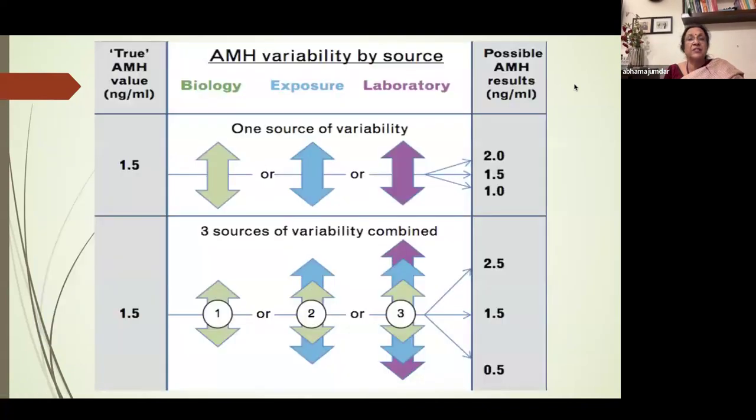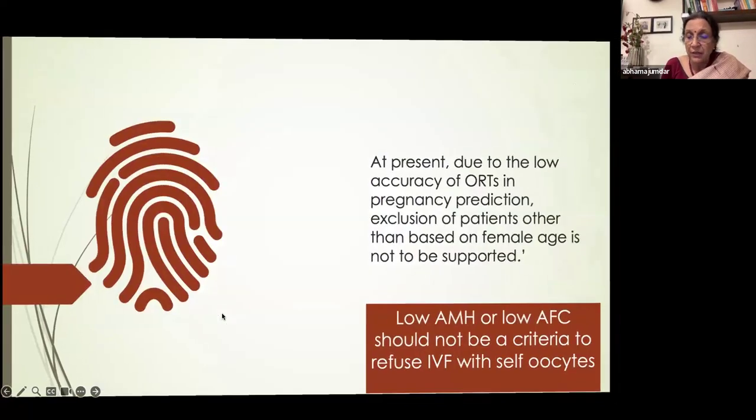However, I'll tell you another very interesting thing. What happens with the true biology, exposure, and laboratory? If you see the AMH value is 1.5. So this is AMH. Now, this is the biology which says that AMH should be 1.5.